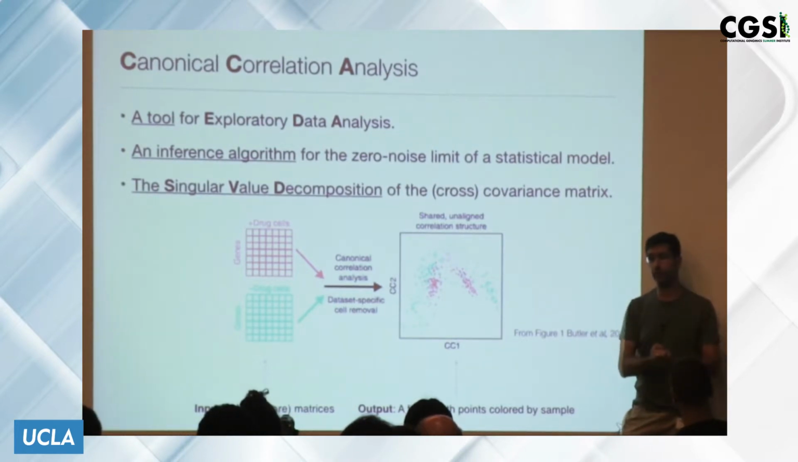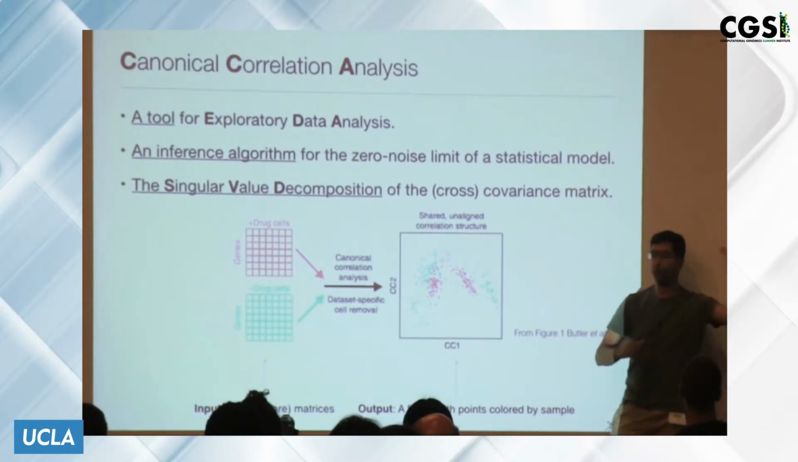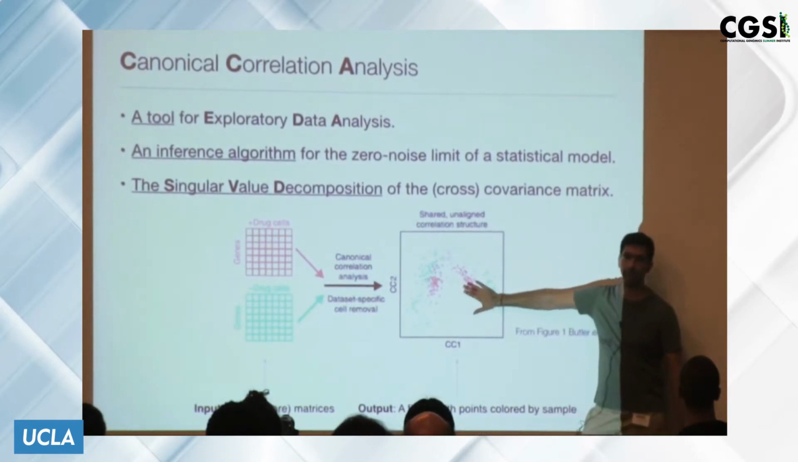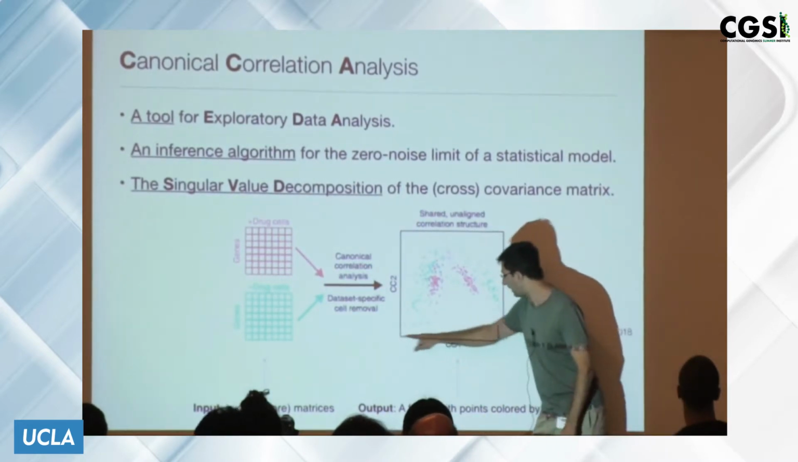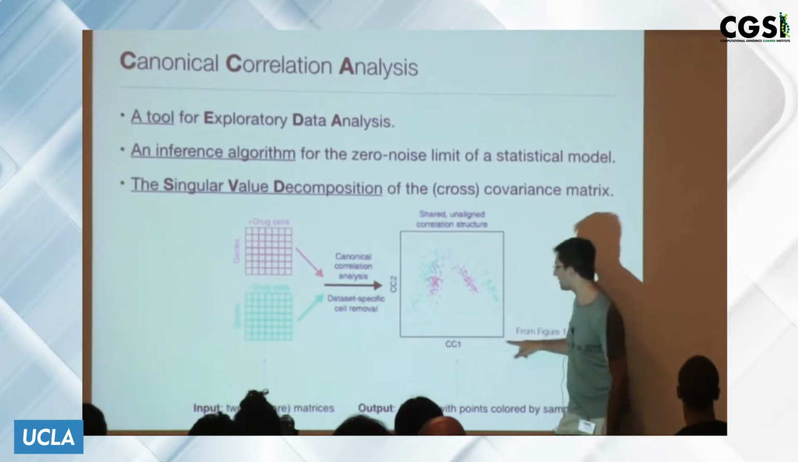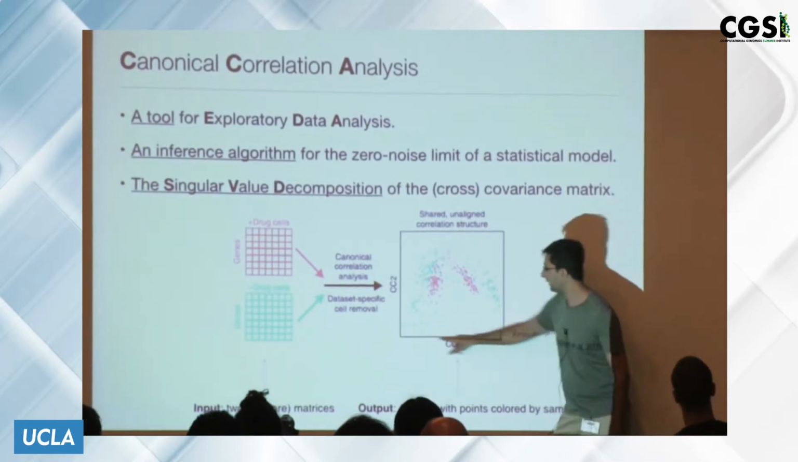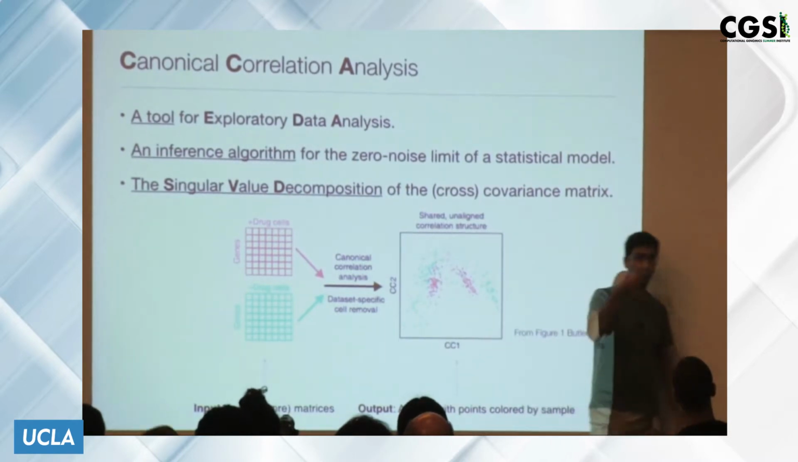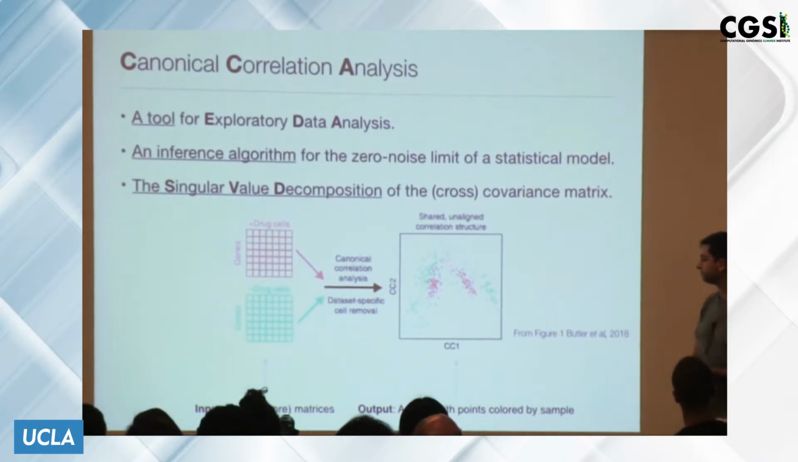What you're trying to do is find two different projections, so one for this data and one for this data, onto the same space, so that the correlation between the points is maximized in this direction, and then once you've done that, the correlation is maximized in this direction. And then you can keep doing that successively. So that's the idea here.